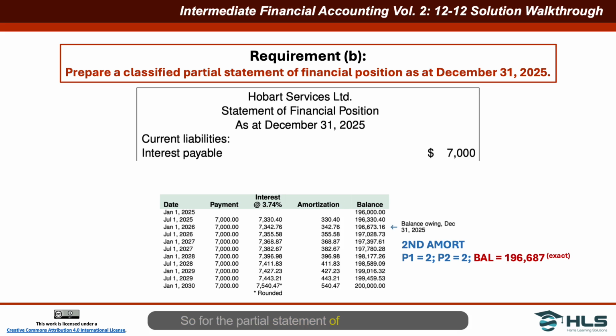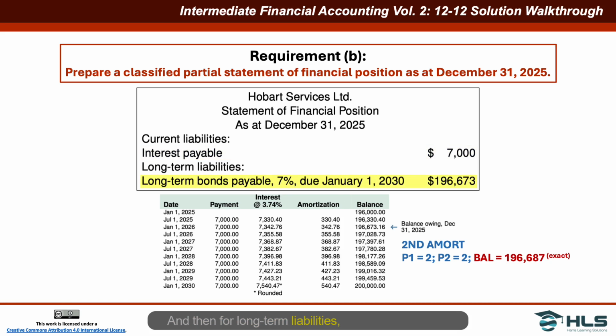So for the partial statement of financial position, under current liabilities, we're going to have the interest payable of $7,000, which was accrued at December 31st. And then for long-term liabilities, a long-term bond, 7% due January 1st, 2030, with a carrying value of $196,673. As you can see from the amortization table, with each payment, that discount is slowly going to be amortized to bring the balance of the bond up to its $200,000 face value by the time the bond matures.